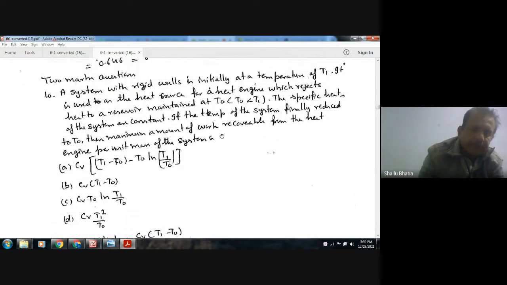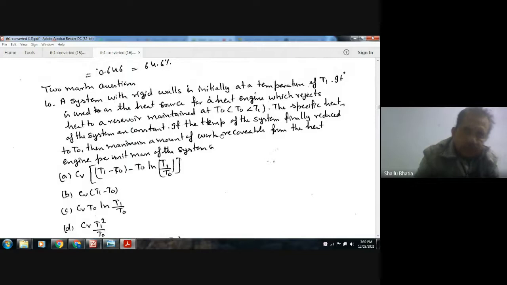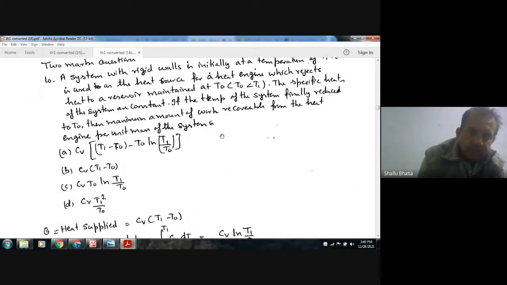So here, a system with rigid walls is initially at T1. It is used as a heat source, as the heat is supplied at constant volume.